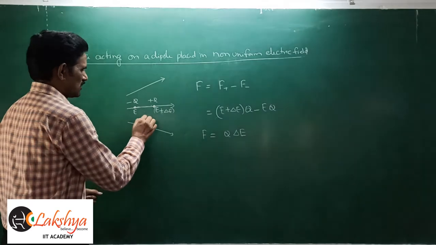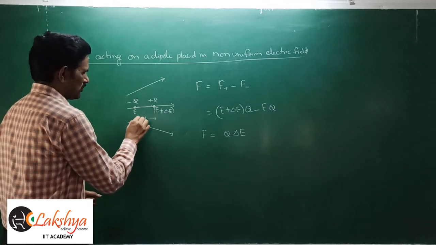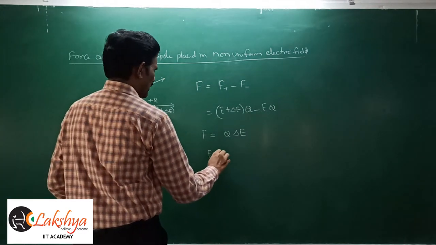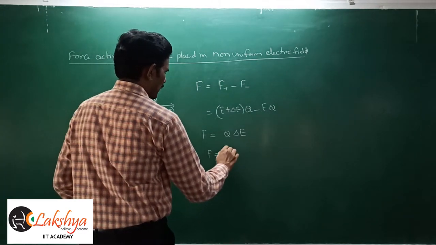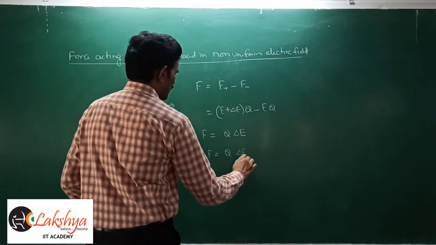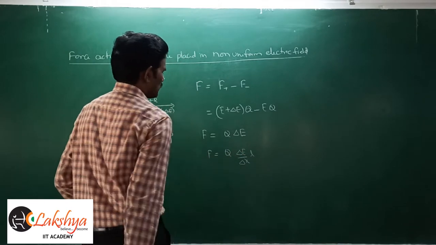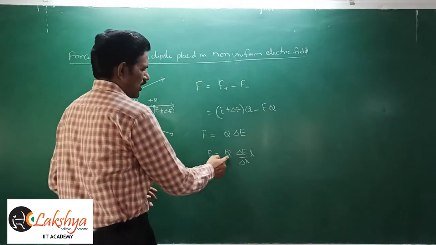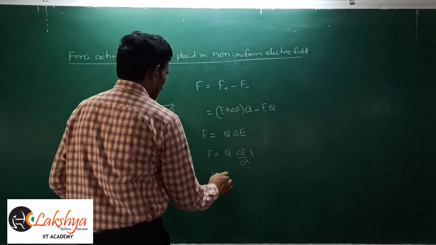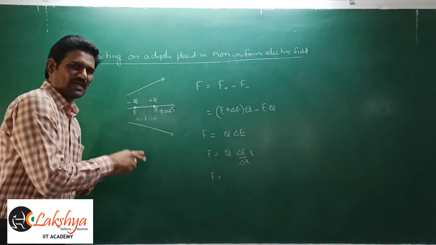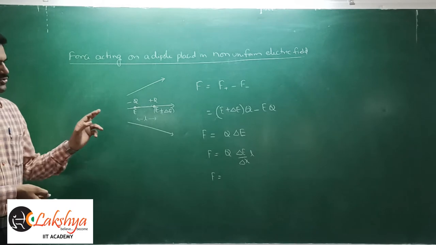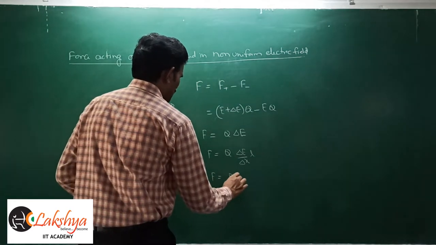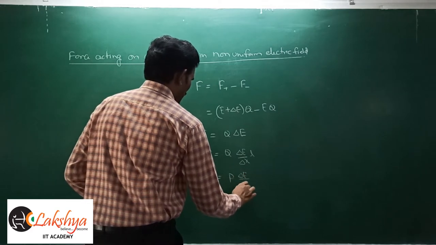Now I am expressing this value. Suppose I take L as the length of the dipole. Therefore I can write this as Q into delta E by delta X into L. We are multiplying by this length and dividing by this length. Now Q into L becomes P, since L is the length of the dipole, and Q into L itself is the dipole moment. So I can write this as P into delta E by delta X.